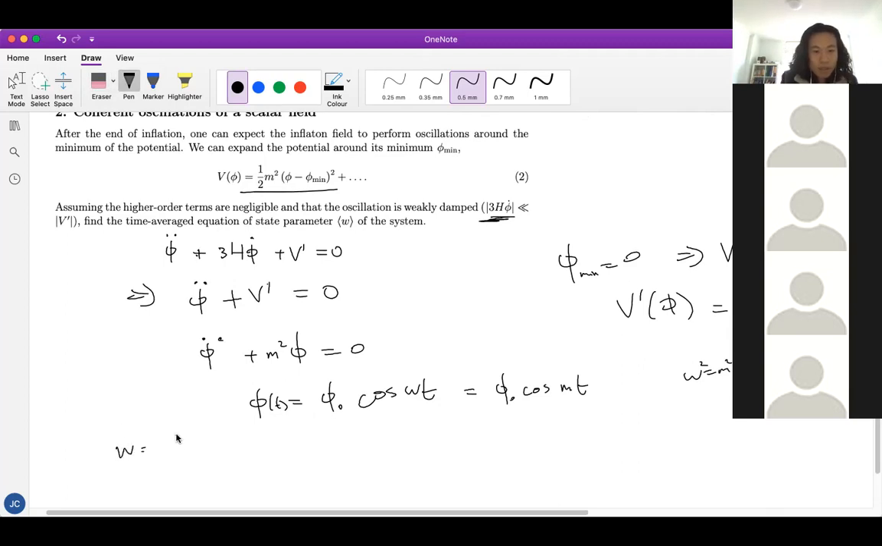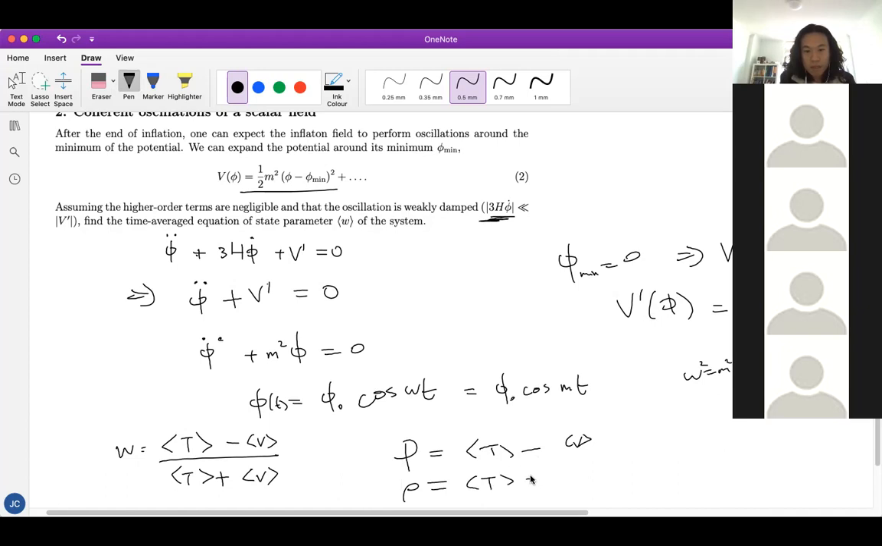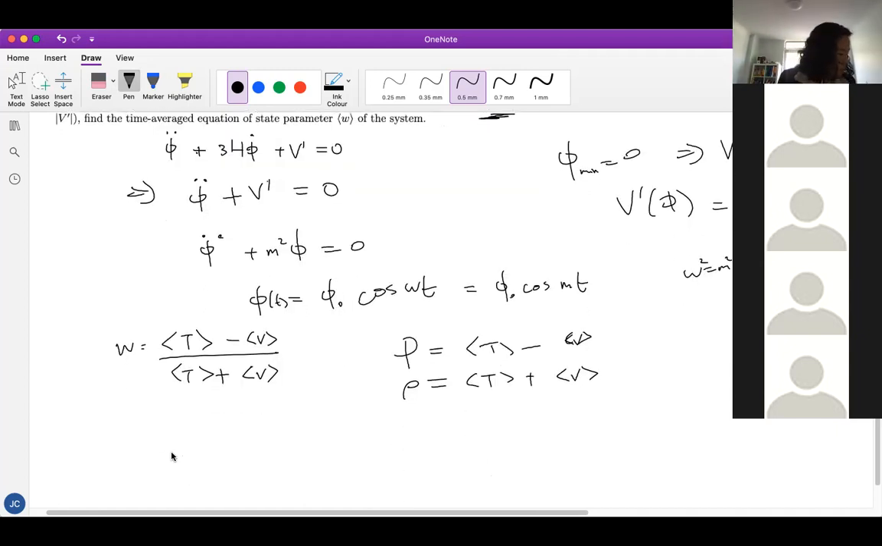W is equal to the kinetic energy minus the potential energy divided by the kinetic energy plus the potential energy. This works here because the entire universe is dominated by the scalar field. For a scalar field, the pressure is T minus V and the energy density is T plus V. So this works for the scalar field perfectly well. Now we just have to find these individually.